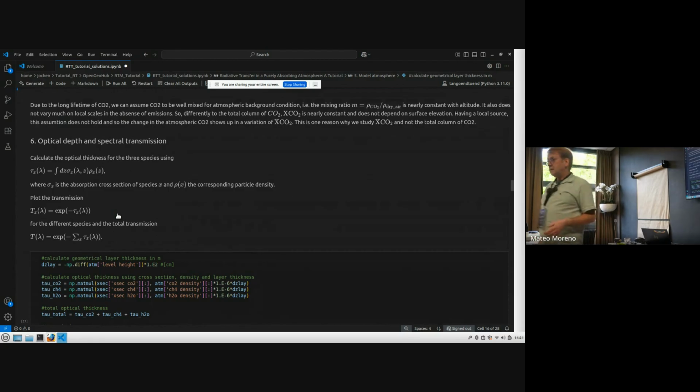Maybe I misunderstood, you said calculate the optical thickness per species, but it's just the same. We have CO2, we have water, and we have methane. But if I look at there, does it? That's the X. X is the species. X stands for CO2. Oh, X is my species variable. Okay, thank you.